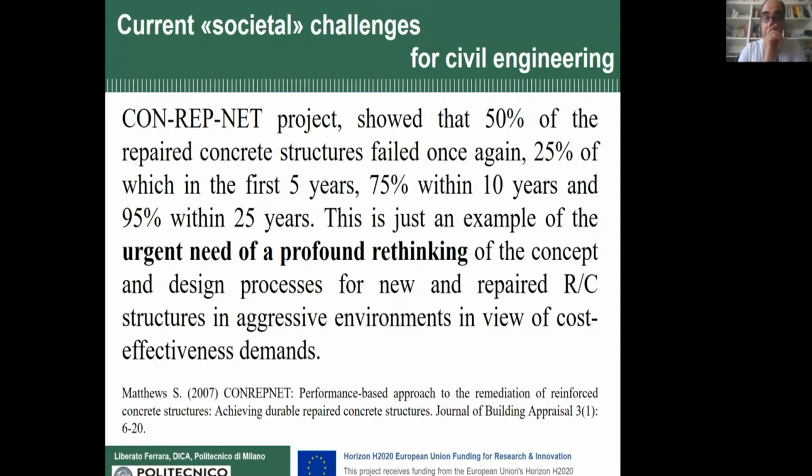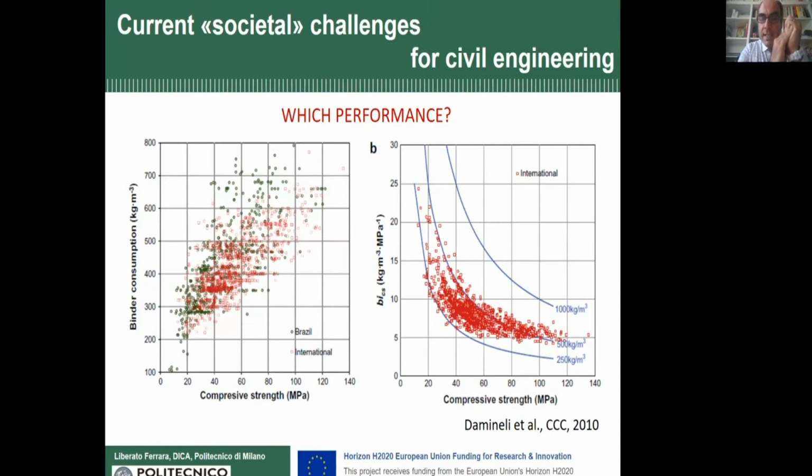because as far as strength is concerned, we are now very, very skilled, because we can get strength very high, but most of all, we can get this with a very effective employment of the binder. You can see on the right graph the employment of binder in kilos per cubic meter in the concrete to obtain a unit megapascal of strength. And I think that we have reached some kind of asymptote. It's difficult to go farther down to reduce this thing.